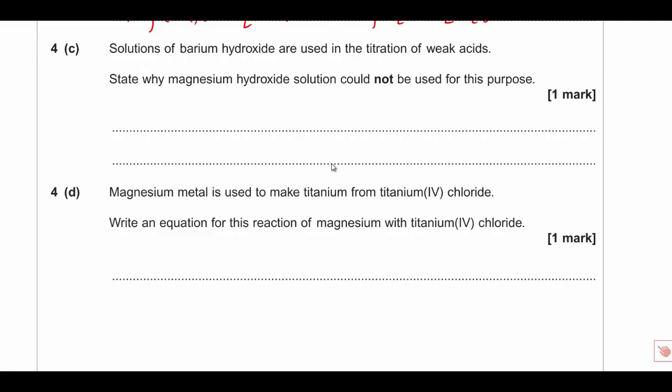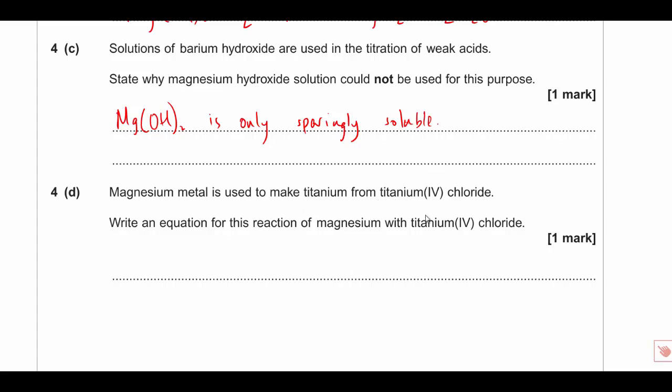Solutions of barium hydroxide are used in the titration of weak acids. State why magnesium hydroxide solution could not be used for this purpose. I would go with magnesium hydroxide is only sparingly soluble. So it's not very soluble, which means it's not going to be very good when we're titrating, because we're not going to know the proportion of hydroxide ions that are actually within solution. We need to have that complete solubility to enable us to carry out the volumetric analysis that titration allows.